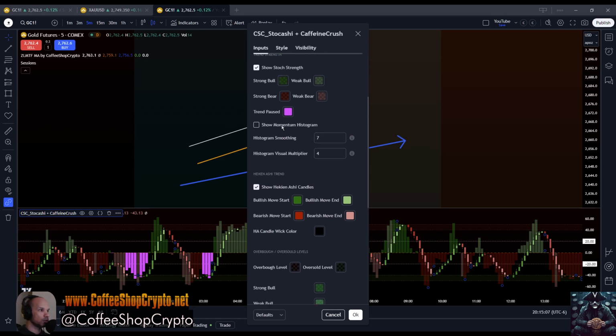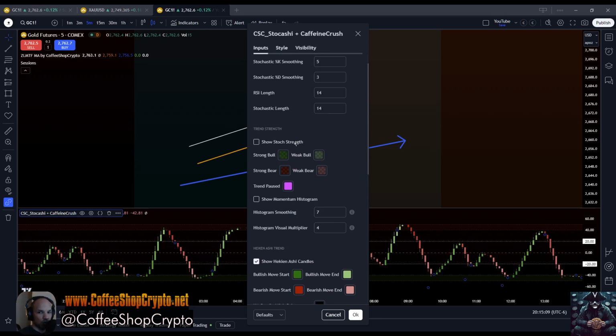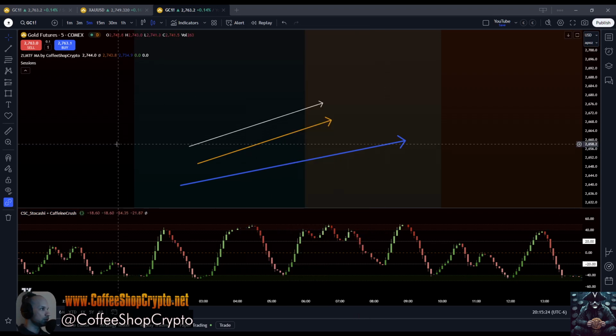So I'm going to turn off the strength just to give you guys an idea of what you're looking for, and then you'll see how the strength applies to these entries. This is going to show you where to get your entries using the stochastic and the position of price with your moving average, right?